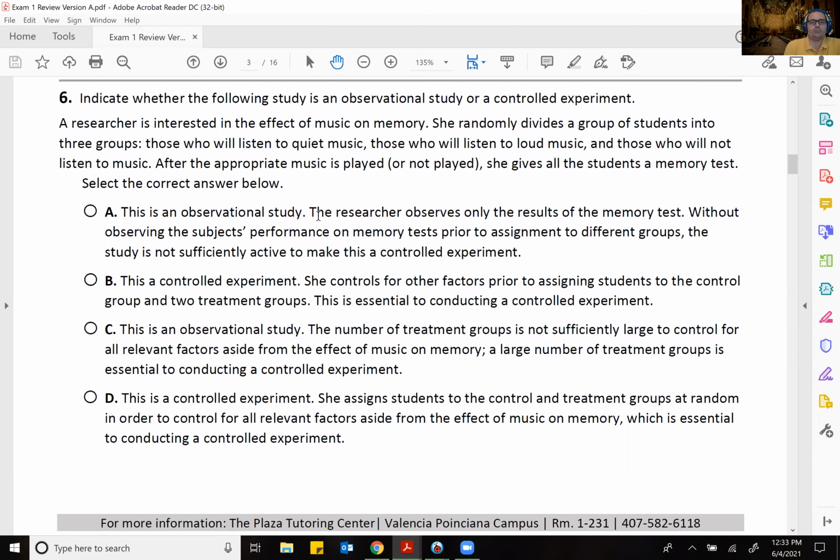It says indicate whether this is an observational study or controlled. A researcher is interested in the effects of music on memory. She randomly divides a group of students into 3 groups: those who will listen to quiet music, those who will listen to loud music, and those who will not listen to music. After the appropriate music is played or not played, she gives the students a memory test. So what is this?